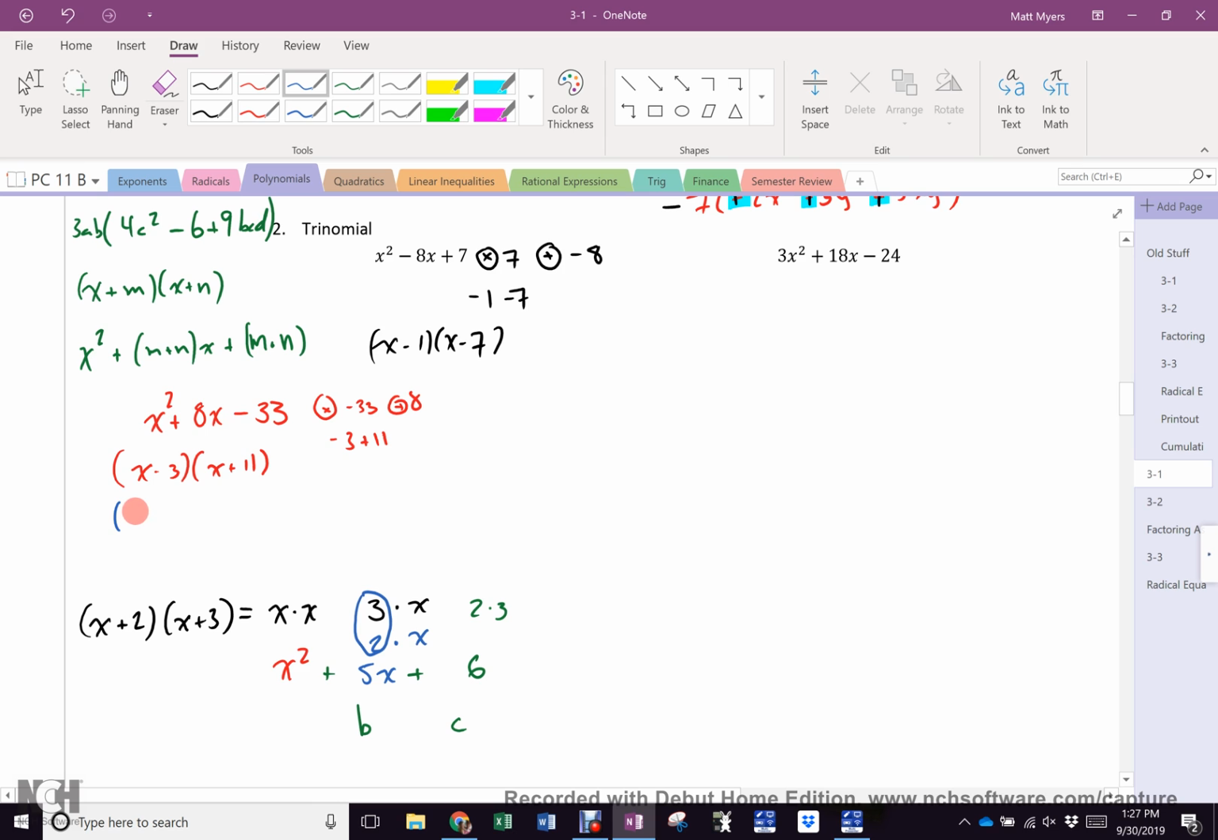Now, just to make sure, is this all right? Don't write this down, what I'm writing in blue. Is that all right? Yes or no? Yes. Is that all right, what I've written in blue now? No. If you FOIL that out, you will not get this. You will get negative 8.